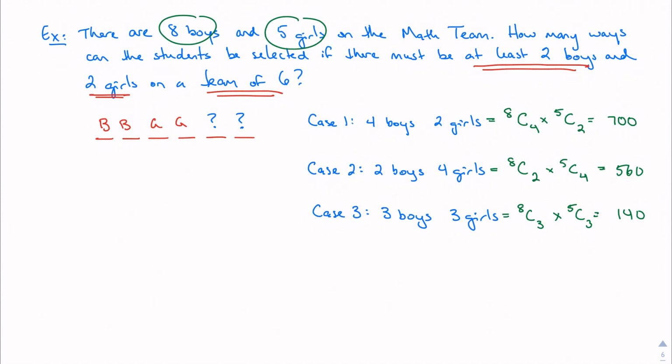Now the last question is what to do with these 3 numbers. Well, I can have case 1 or case 2 or case 3. So I'm just going to add all these numbers together. I have 700 ways I could choose case 1, or I have 560 ways I could choose case 2, or I have 140 ways I could choose case 3. And that gives me 1,400 ways total that I could pick my team.